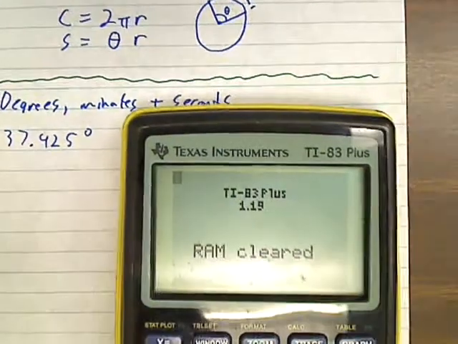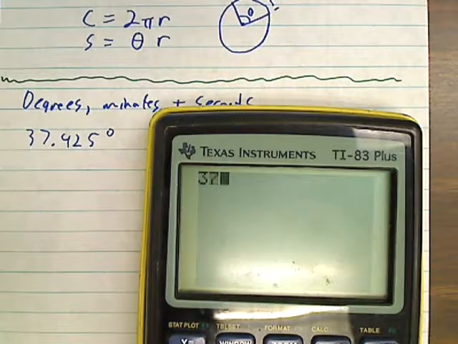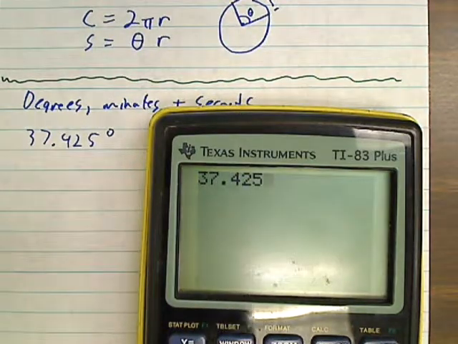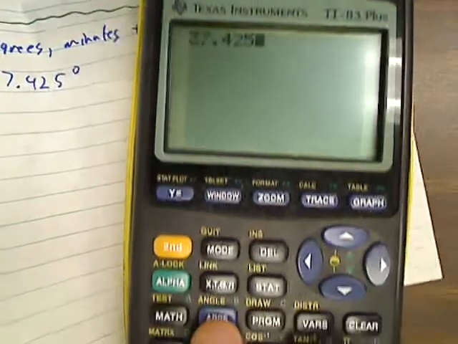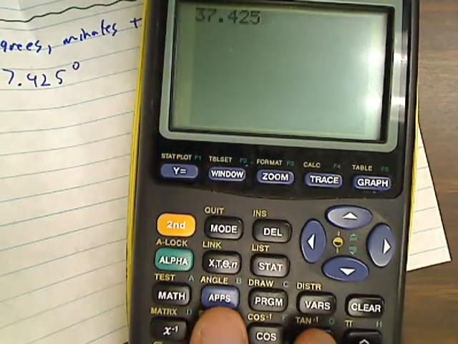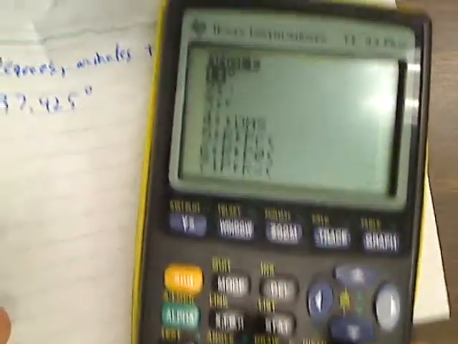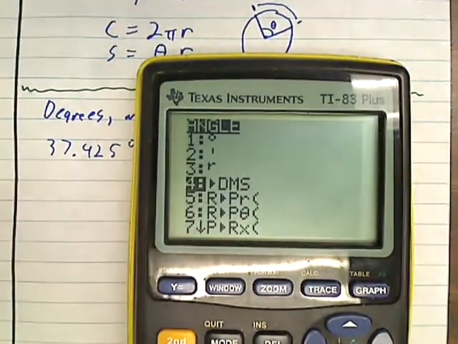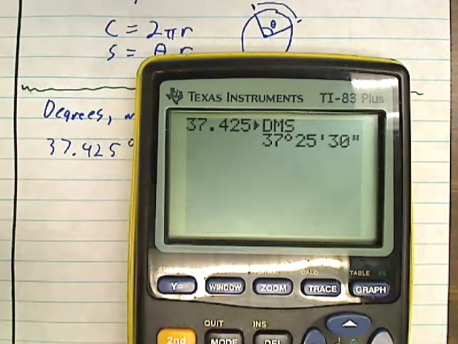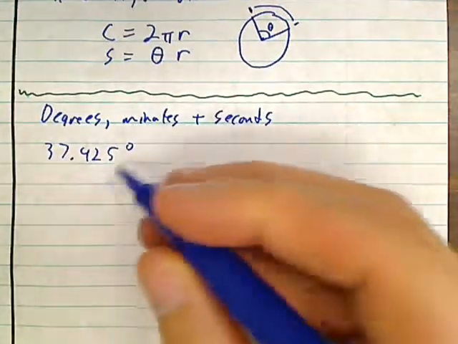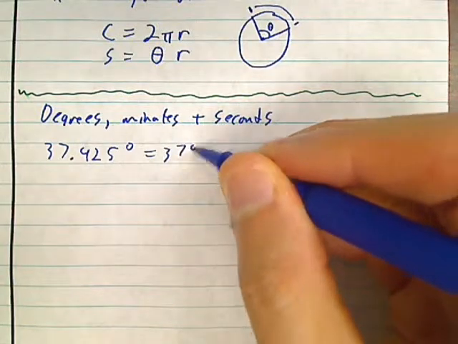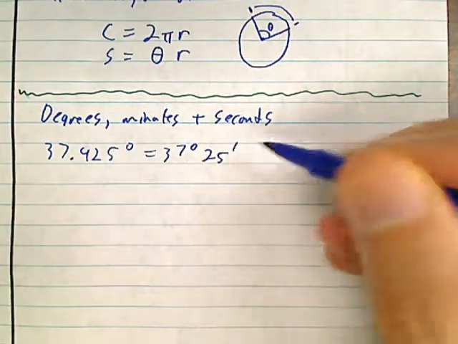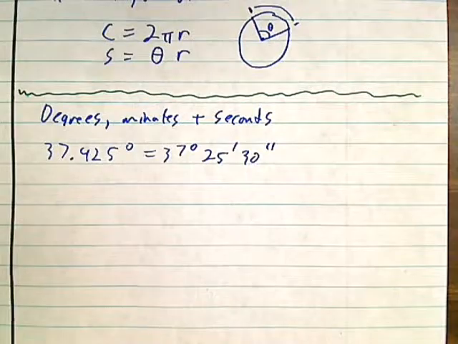Okay, so 37.425, and the calculator will do this for you. Let's see, angle is right above the apps key, so second and angle. I'm going to convert this into degrees, minutes, and seconds. It's right there. Okay, so 37 degrees, 25 minutes, and 30 seconds.